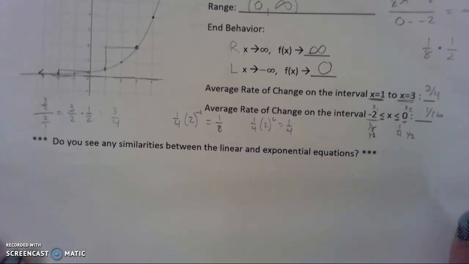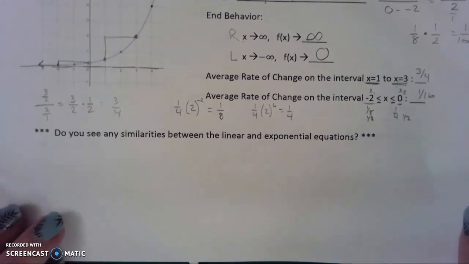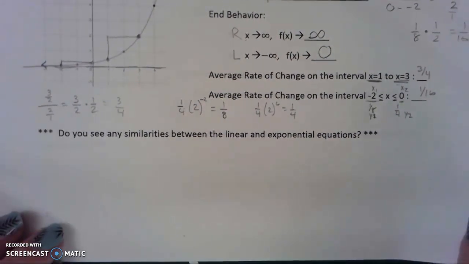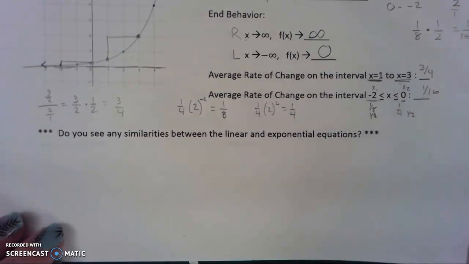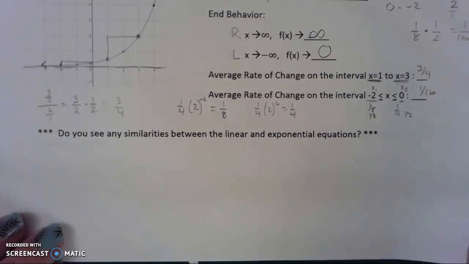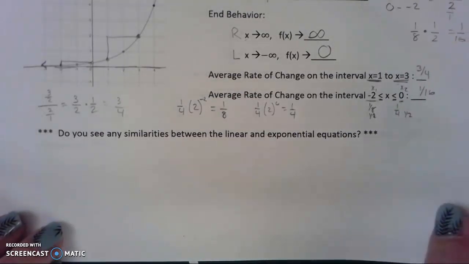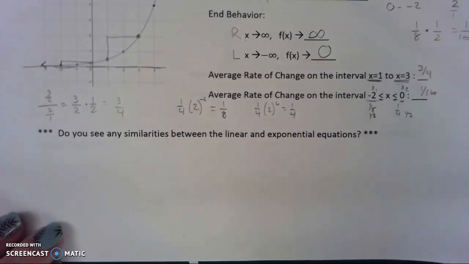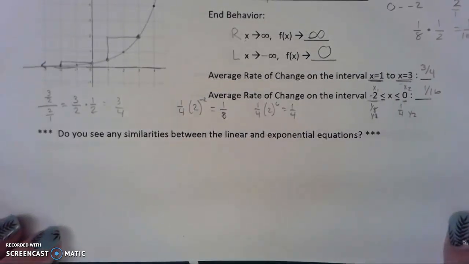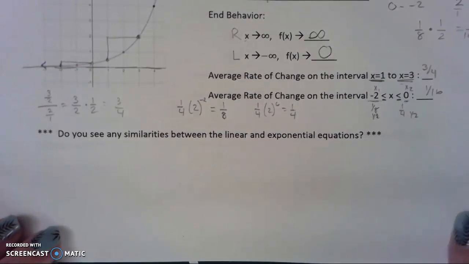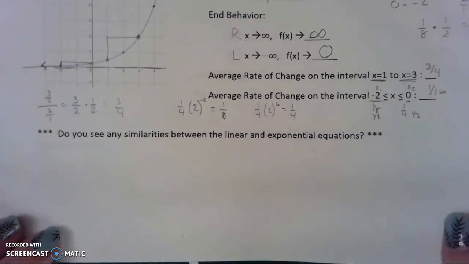Okay, so similarities between linear and exponential. With linear, your end behaviors were approaching infinity or negative infinity, but for exponentials, they're not always doing that. Well, one of them will, but the other is going to approach an asymptote. And then average rate of change is still just counting the rise over run.